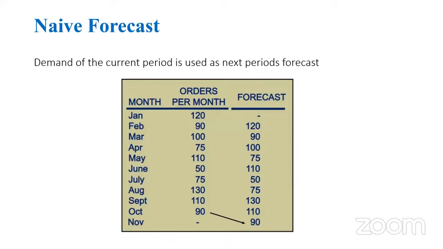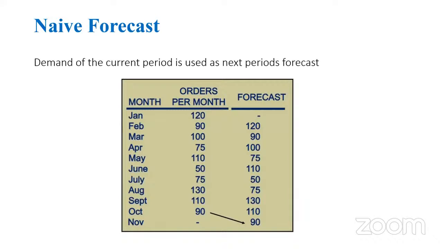The naive approach means we take the demand of the current period and use it as the next period forecast. It is a very simple thing. Let's say the months are given from January to October, and the orders per month are already given to you. You forecast one time period ahead, so we have to start from February. And what is the November demand? November demand will be more or less around the forecasted demand, which is 90. That is the way to forecast. This is a very simple thing, called the naive approach.